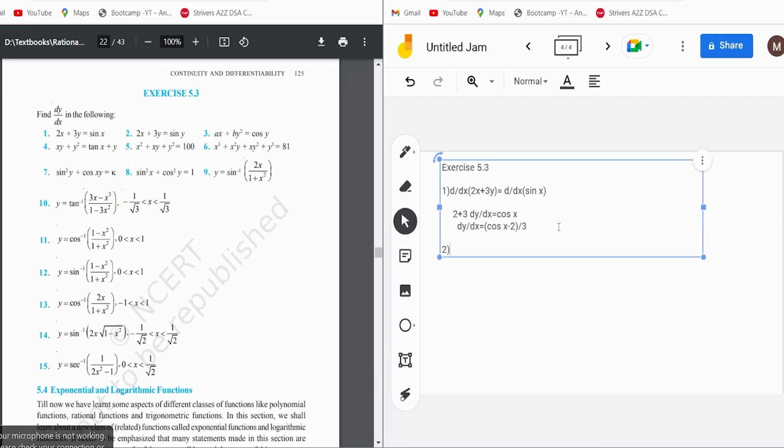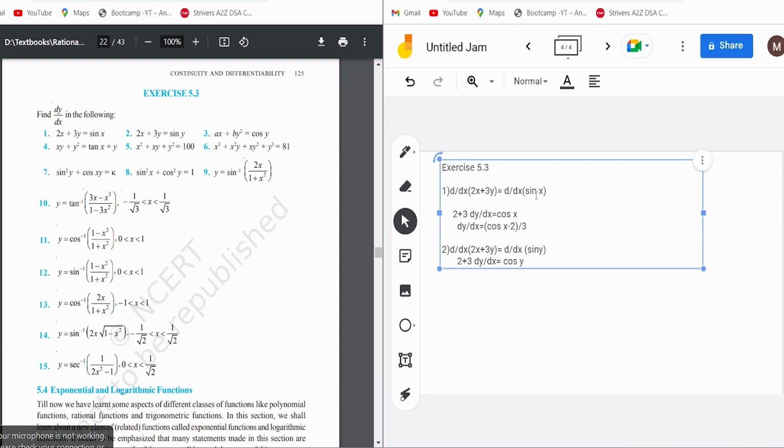Let's move ahead to question number 2. 2x plus 3y equal to sin y. Again, we have to differentiate both sides. D by dx of 2x plus 3y equal to d by dx of sin y. So I can say differentiation of 2x plus 3y is 2 plus 3 dy by dx, equal to d by dx of sin y, which is firstly differentiation of sine, it would be cos y, then differentiation of y.